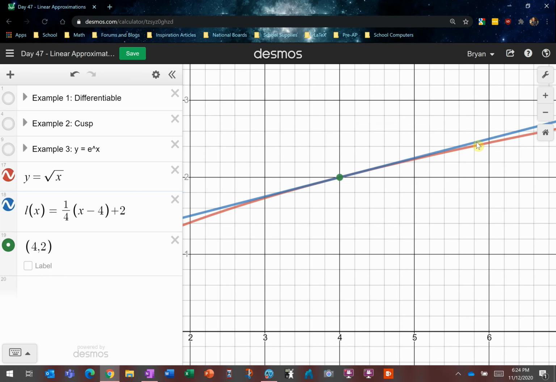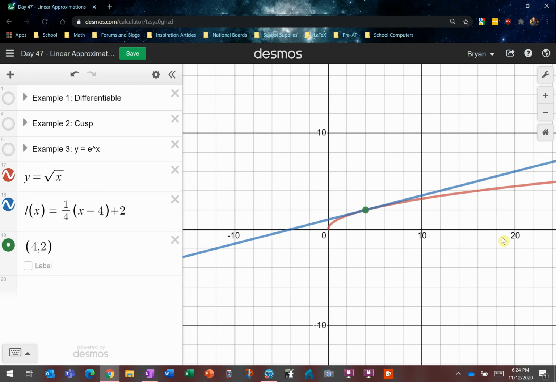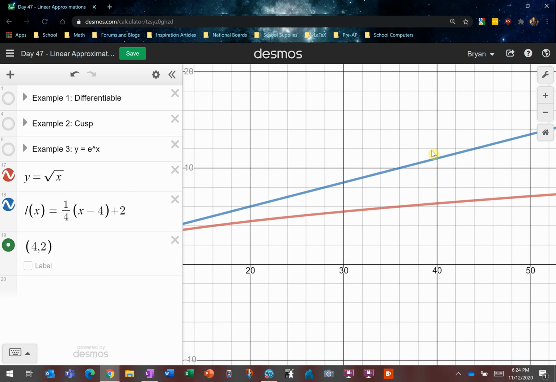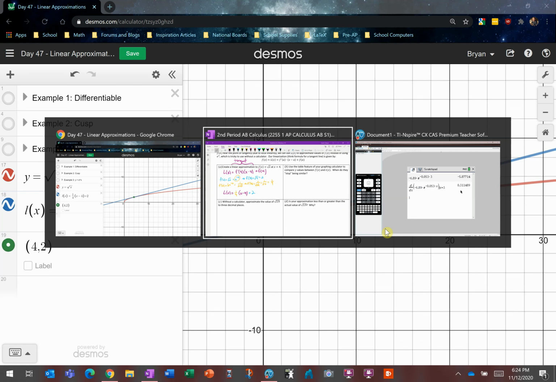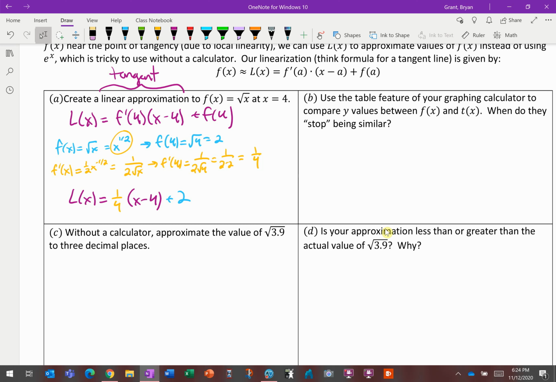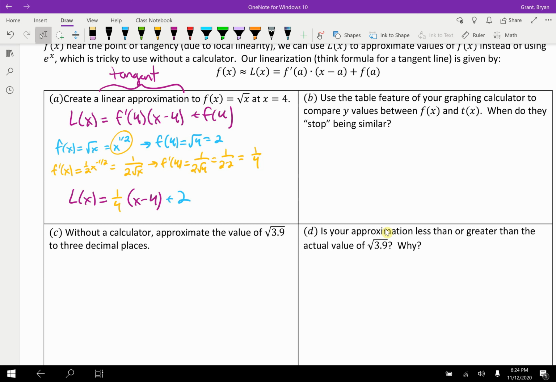So I think our tangent line would do a good job approximating the square root of 5, but it'd probably do a pretty poor job of approximating, oh, I don't know, 40, right? You'd be pretty far off there, and so on and so forth. Yeah, let's jump back. Without a calculator, approximate the value of the square root of 3.9.